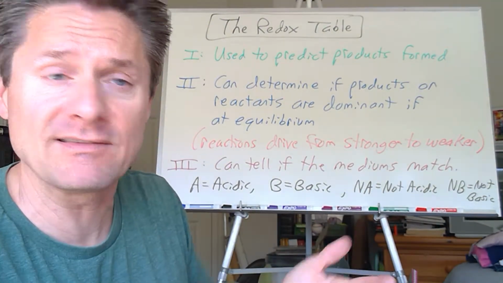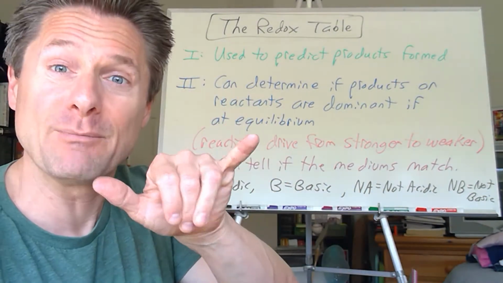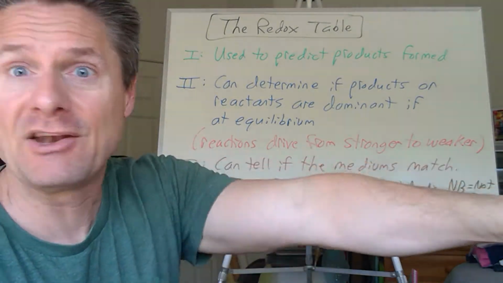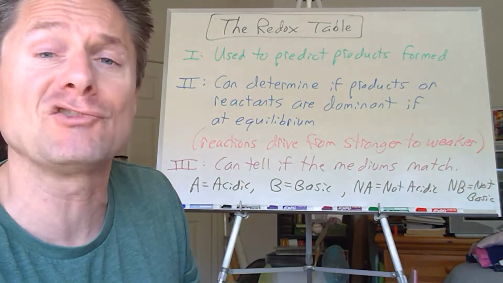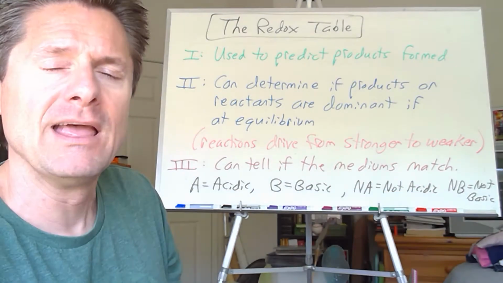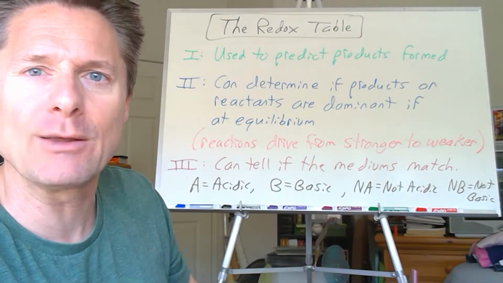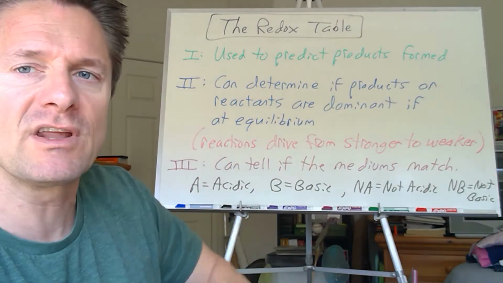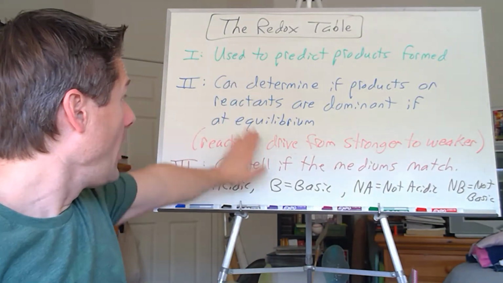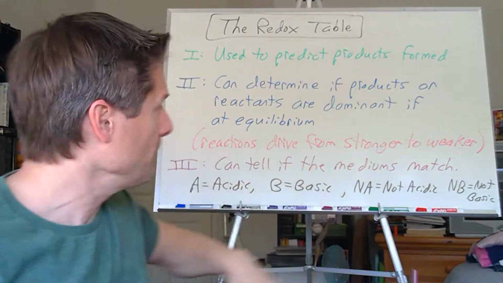Just like acid-bases go from strong. So if both your acid and base are strong on your reactant side, that drives essentially to 100% extent, so it's all products. But if they're both weak, now we have an equilibrium, but you can tell which one is going to be more dominant. So again, it is driven from stronger to weaker.